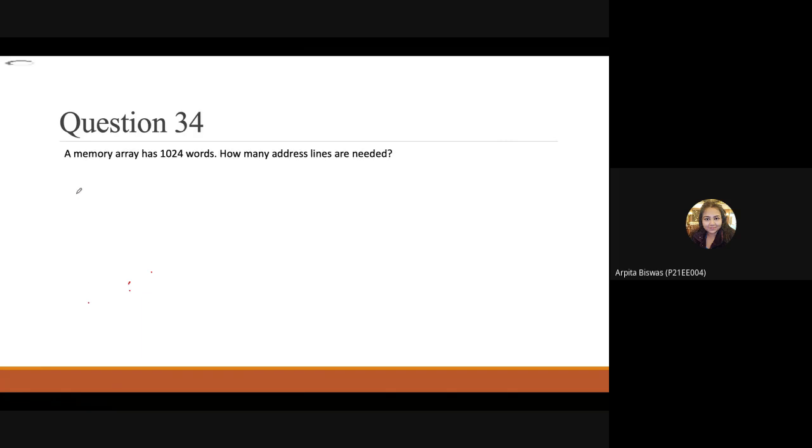Question number 34. A memory array has 1024 words. How many address lines are needed? How to find out the address lines? Just log 2 base 1024. Wait, this is 10. Just cross check the calculation. This is the formula: k equals log 2 base the number of words in the memory array.